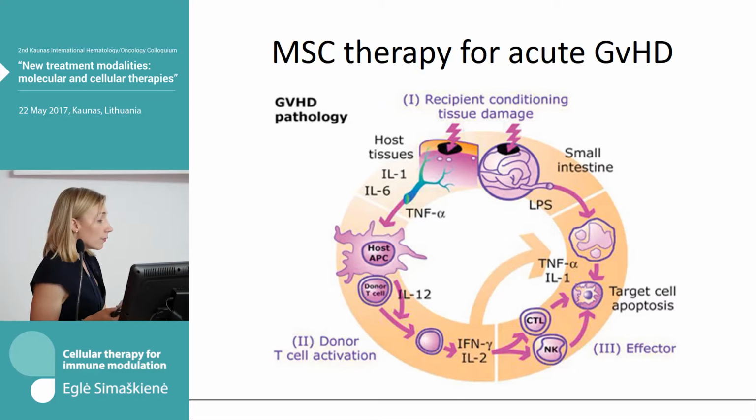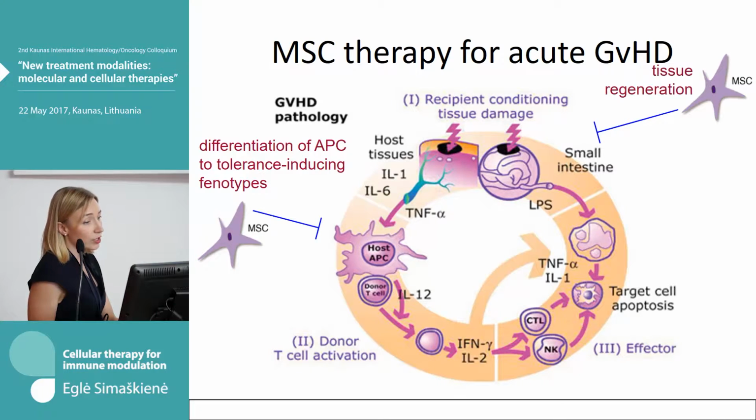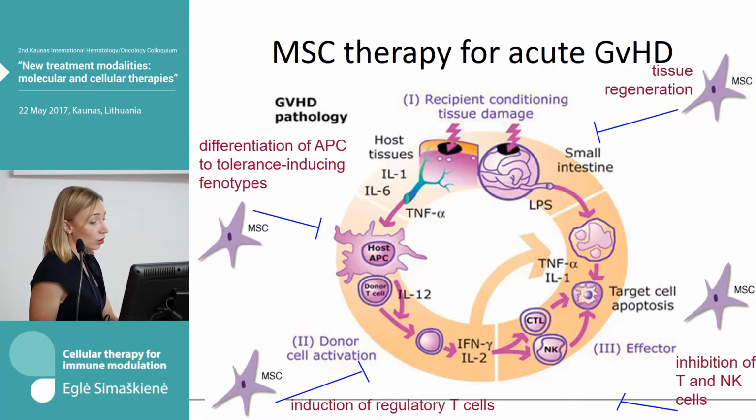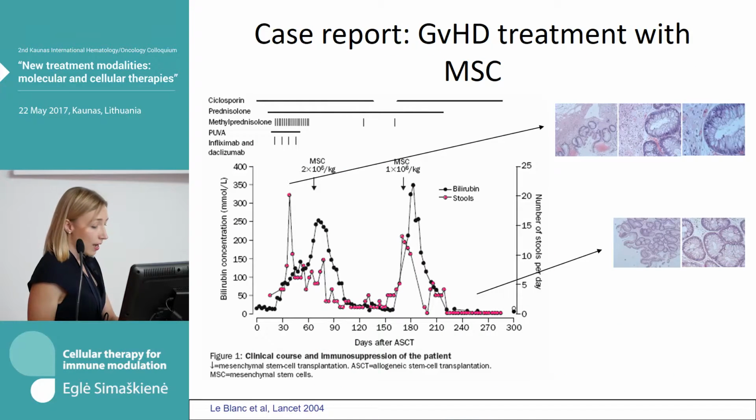For this reason, mesenchymal stem cells have been applied, and I'm not going to explain the difficult mechanisms. I just want to say that they work in tissue regeneration, differentiation of antigen-presenting cells to tolerance-inducing phenotypes, inhibition of T and natural killer cells, and induction of regulatory T cells. As I said, there are a lot of different mechanisms.